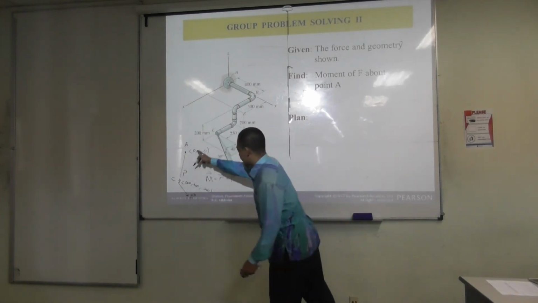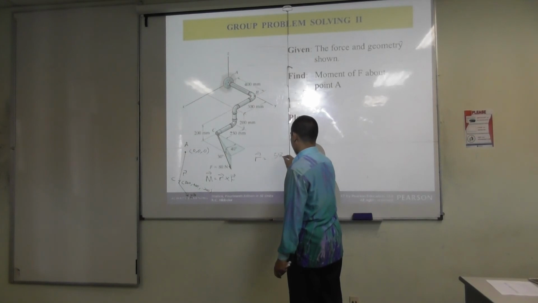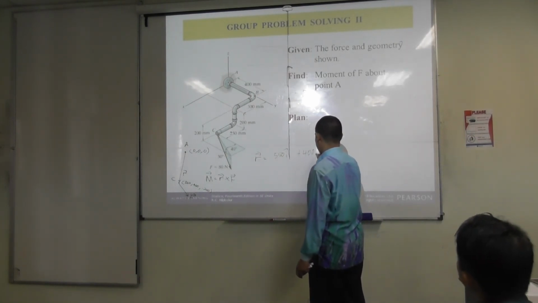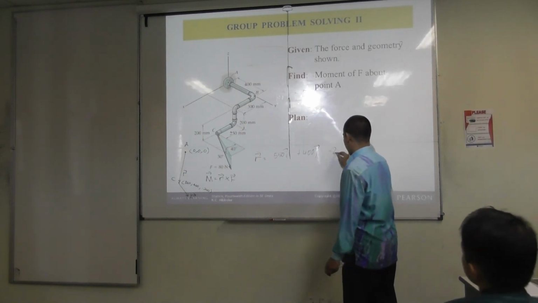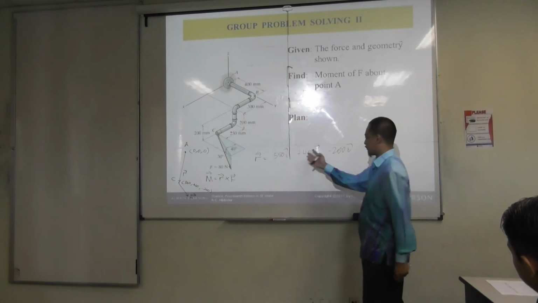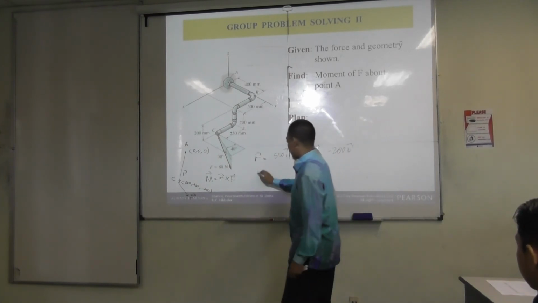basically C minus A, so straightforward, 550 i, this is in millimeter, right? Plus 400 j minus 200 k. For those who want to use meter, then 0.55, 0.4. What about F?